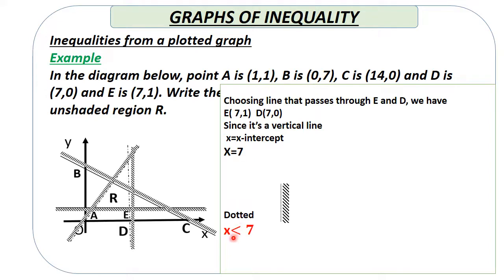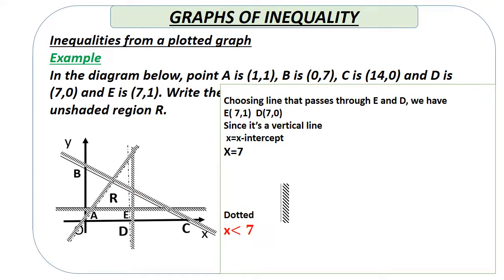There's no equal to here because it's dotted, and it's less than because the region seems to be on the lesser side as compared to the shaded region. So we have dealt with the two simplest. Even the first one, these are the steps, but I wanted to teach you how to tackle a normal one. So let's go to the normal ones, which are not horizontal or vertical ones.